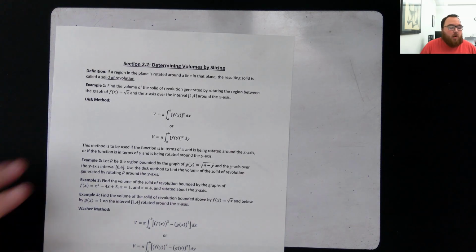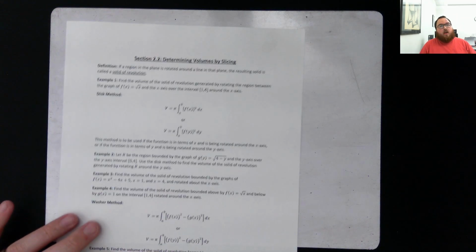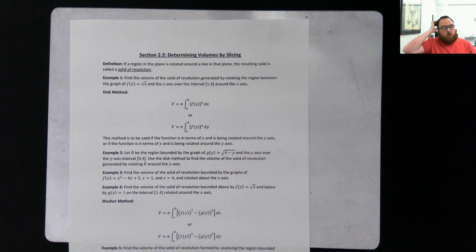All right, so now we are going to move on to section 2.2. This is going to be determining volumes by slicing. This does have a note sheet on the Canvas page. At the very top, you will see a link to, I believe it says note pages, and on there you are going to find all of these for the whole class.